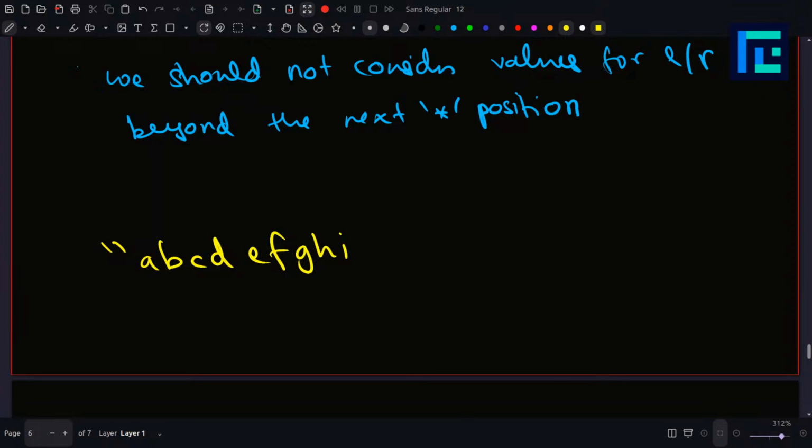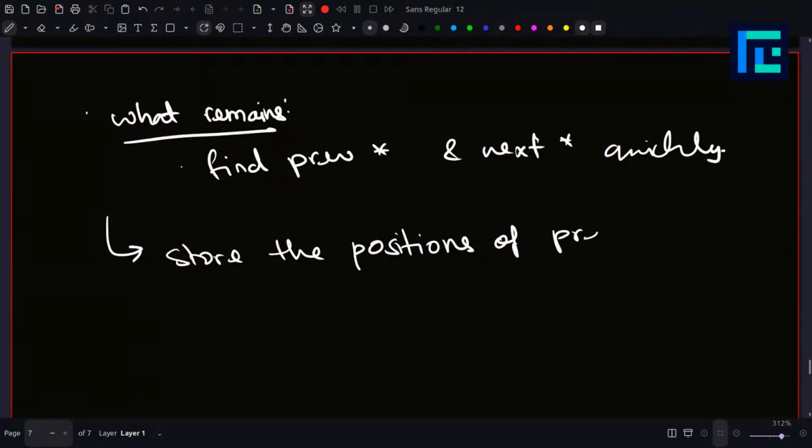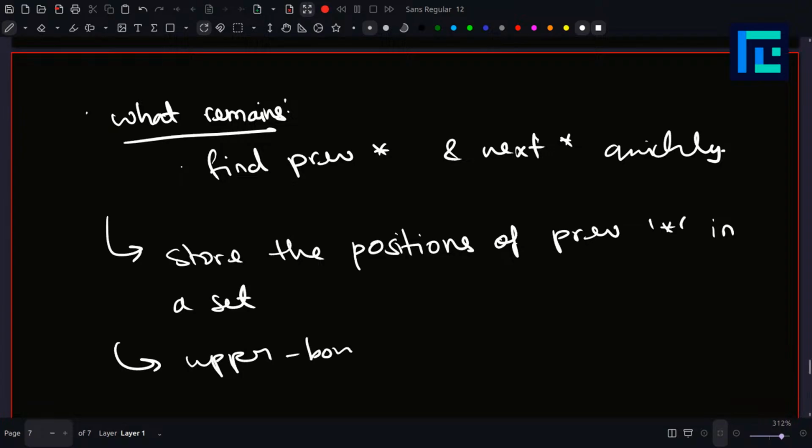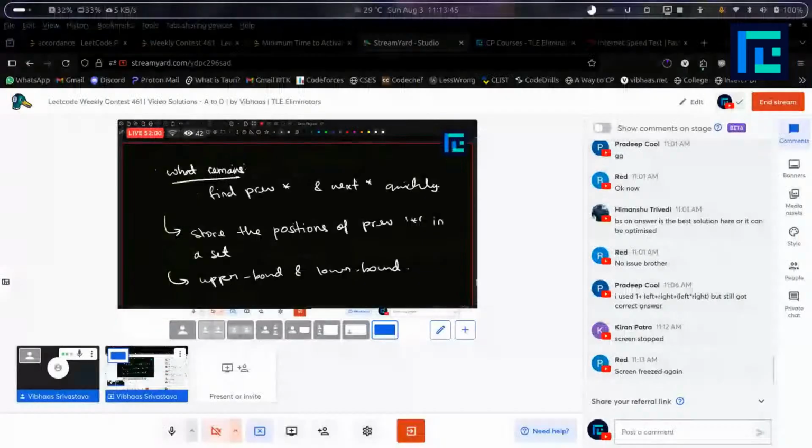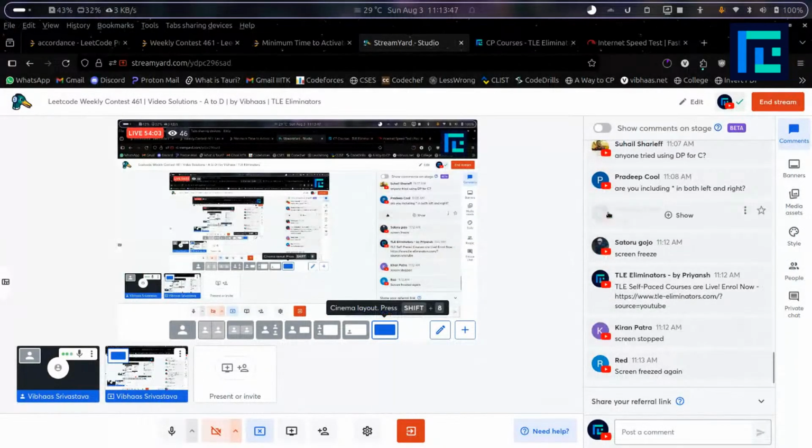Store the positions in a set, or even a vector is fine, but set is better since it will be sorted already. Store the positions of previous stars in a set. Then we can use upper bound and lower bound, right? Since the set is an ordered data structure, we can use upper bound and lower bound to find the next star and the previous star, and we can find the number of L and R positions.